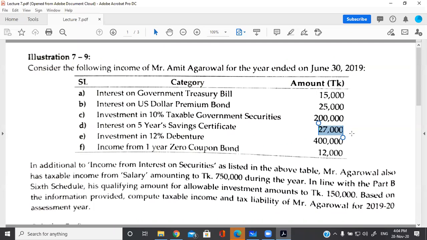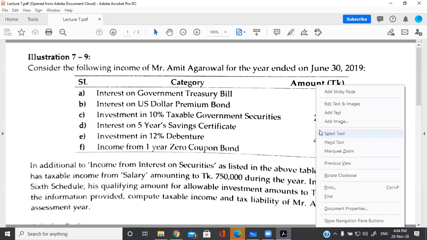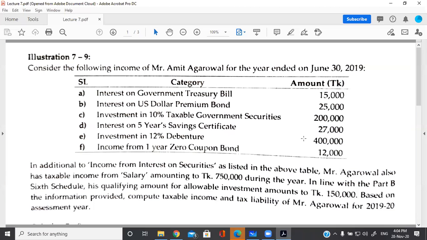Yeah. Okay, but in our problem it is 27,000. Right? But in the book it is 28,500. But in my text it is 27,000. Which text are you following?